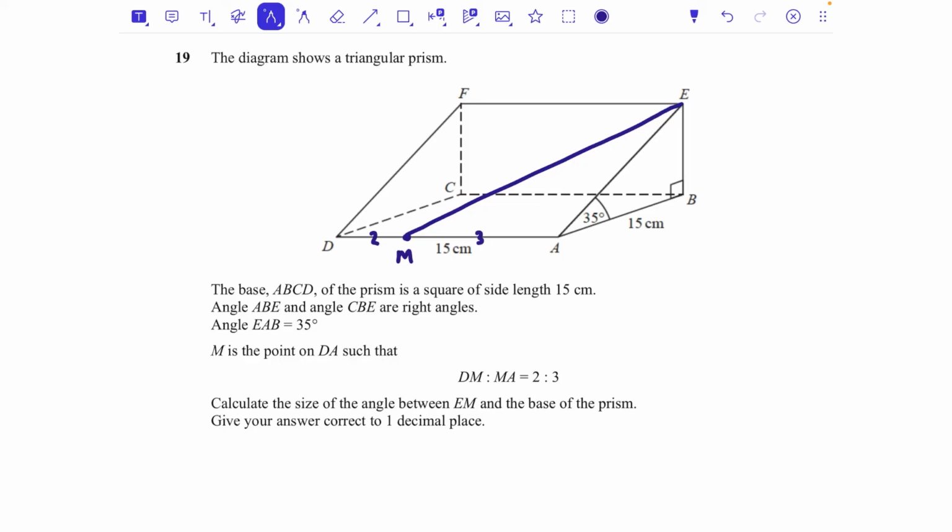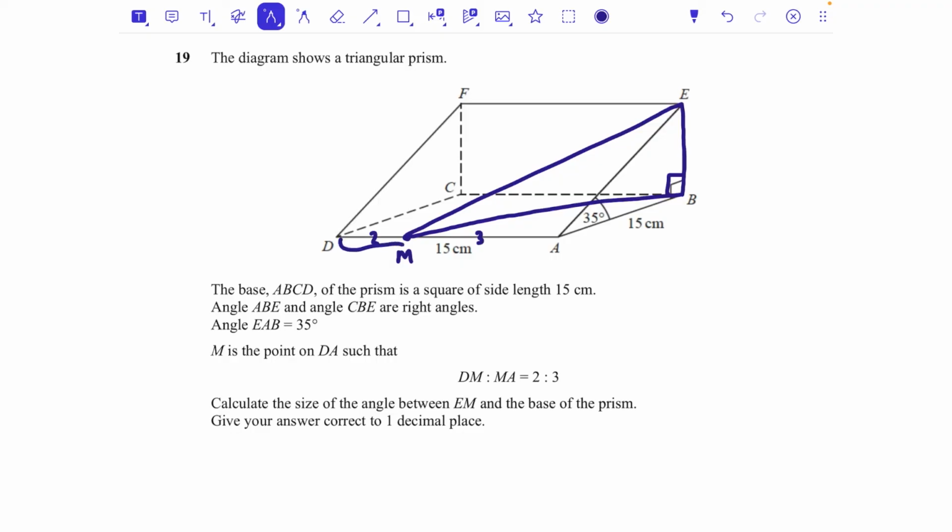Now, whenever you're calculating the angle between a line and the base, you need to draw the line directly that runs underneath it, like that. So we are making a right angled triangle like this, going through the shape. So that makes a right angled triangle.